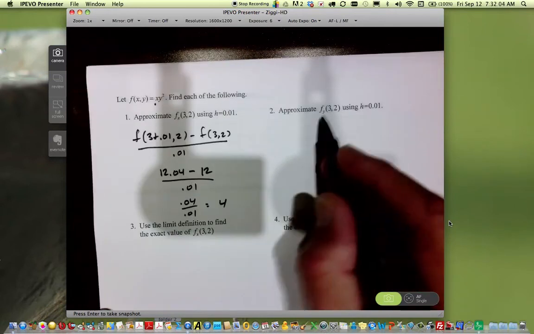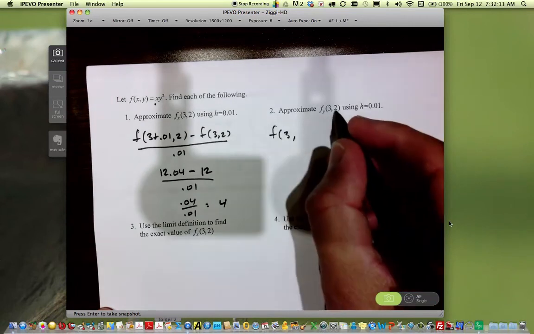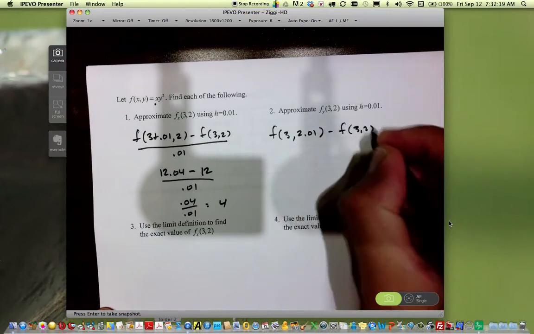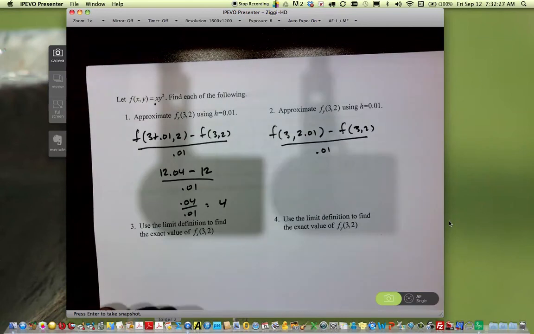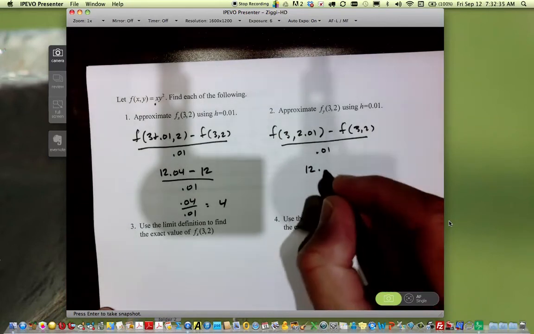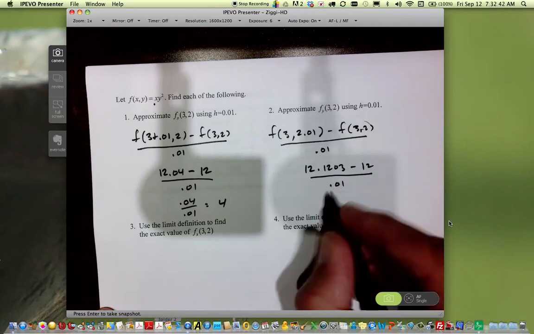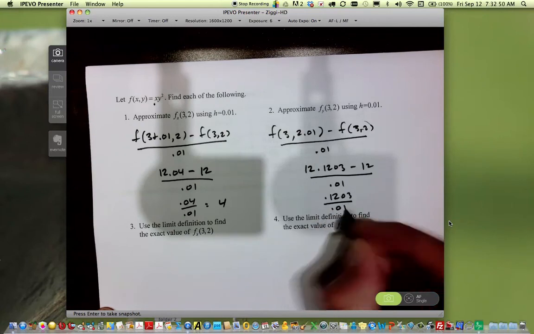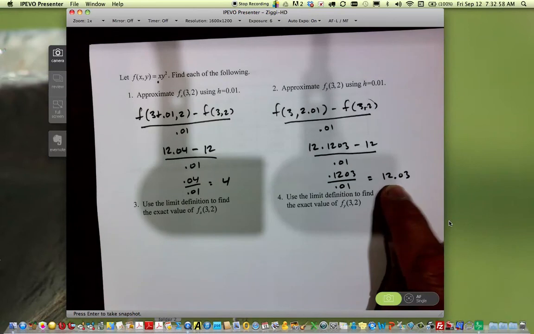Okay, then if we want to do the same thing for an approximation of the partial with respect to y, this is going to be the function evaluated at 3, and now we're going to increment the 2 a little bit, so we'll have 2.01, and then we're going to evaluate the function at 3, 2 again, and divide that by the increment of 0.01. All right, so if I plug in 3 and 2.01, we'll have 3 times 2.01 squared. The numerator is going to give me 12.1203 minus the value of the function at 3, 2, which is still 12, and then divide that by 0.01. All right, so when we do that, we're going to get 0.1203 divided by 0.01, and that's going to give me about 12.03. So the function is increasing at a rate of 12.03 here.